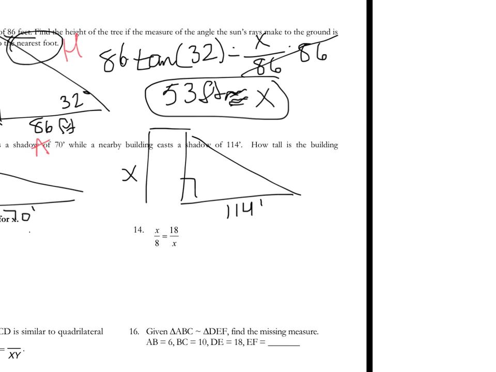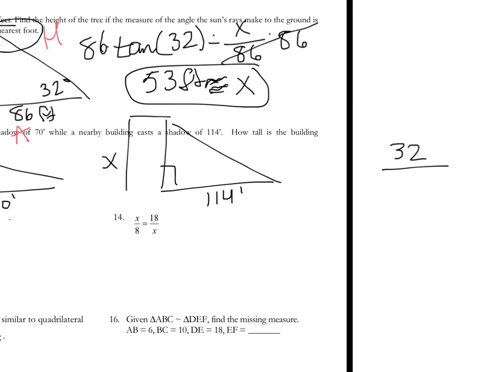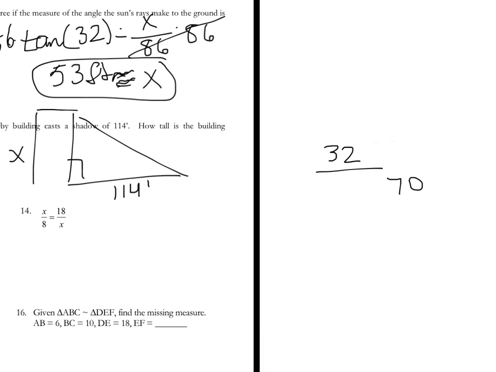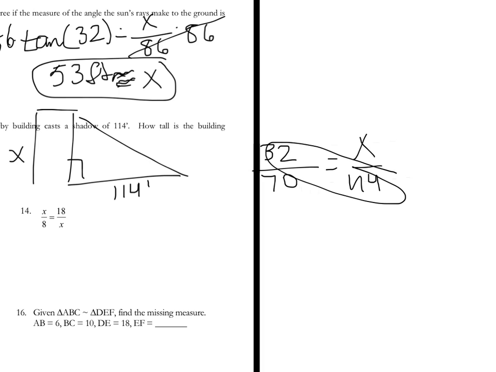So let me get a little space over here to the right. And I get 32 over 70 equals x over 114. Now we can just cross multiply and solve. So 32 times 114 is 3,648, and then 70 times x is just 70x.